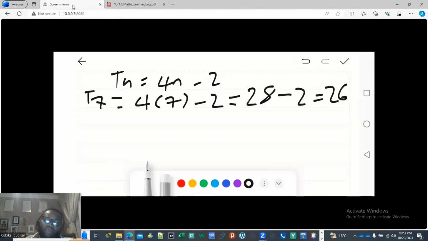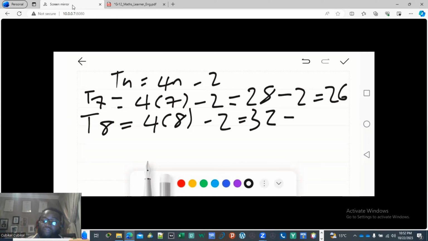common difference. And then now T8, which is the 2nd term, is going to be 4 times 8 minus 2. Then 4 multiplied by 8, 8 times 2 is 16, and times 2, you're going to get 32. So this is going to be 32 minus 2, and then you're going to get 30. And as you can see here, whenever you do 30 minus 26, you are still able to get the common difference, which is 4, and we have confirmed that.